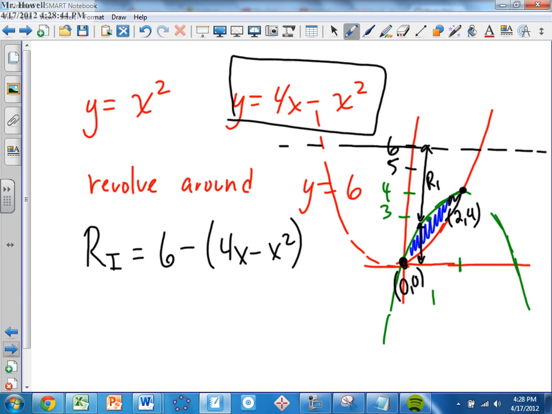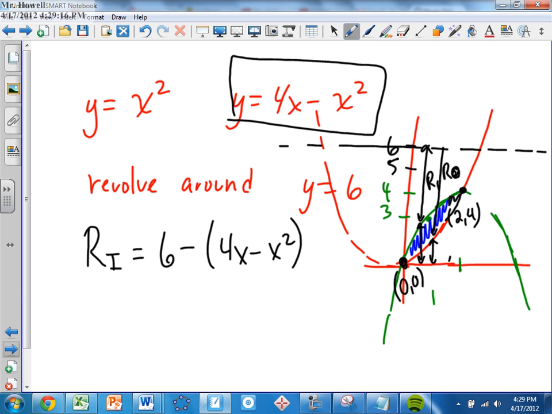All right, that's the inner radius. Now I want the outer radius. The outer radius is from here to here now, but I don't want this little piece right here. What am I trying to get rid of? What is the height of this function? It's the red one, which happened to be x squared. Very good.